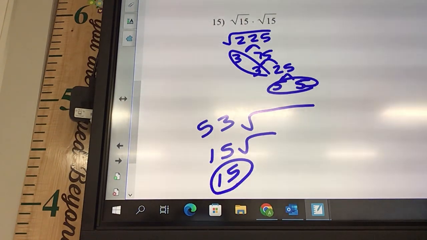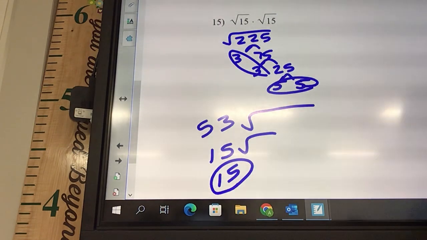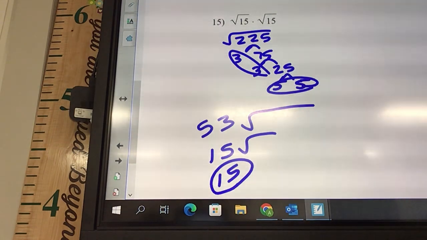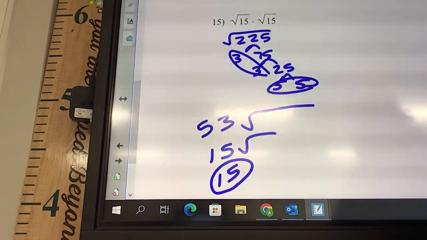I will say, you should know all the square roots up to 12, okay, which is 144. The square root of 144 is 12, okay? As far as like 13, 14, 15, a lot of people don't know those, which is fine, okay, but up to 12, you should know all of those ones.